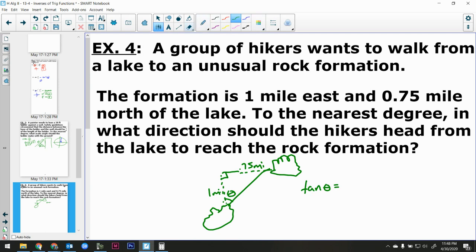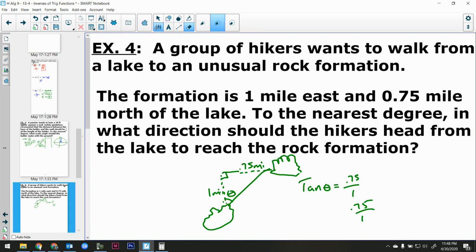And I should capitalize that now, because I only want one answer. I'm not going to have more than one answer. Tangent of theta is going to be equal to the adjacent over the opposite. Oh, whoa. No. The opposite over the adjacent. Excuse me. Yikes. The opposite, 0.75, over the adjacent, 1. So theta is going to be equal to the inverse tangent of that.